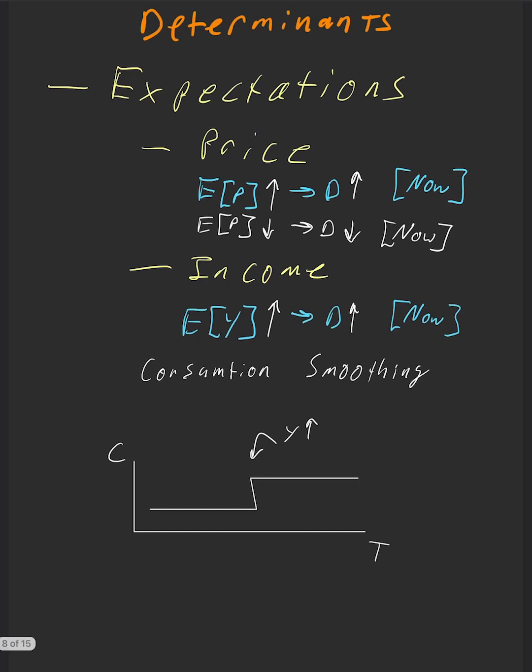But more likely, we would see some kind of behavior like this, right, where we smooth our consumption between these two time periods. And what does this mostly look like? Well, beforehand, we're borrowing a little bit, and then afterwards, right, we're paying off those loans, right?